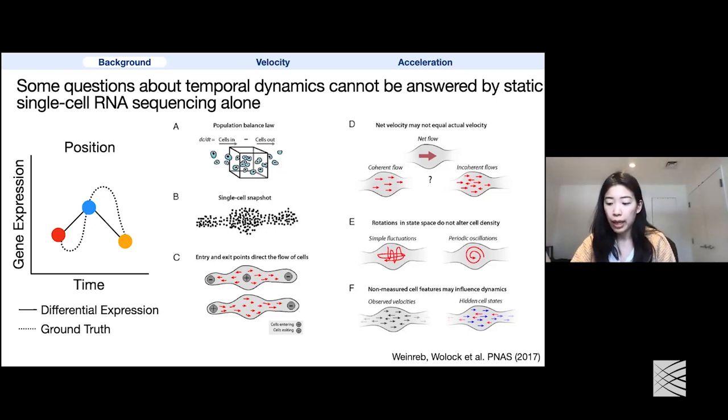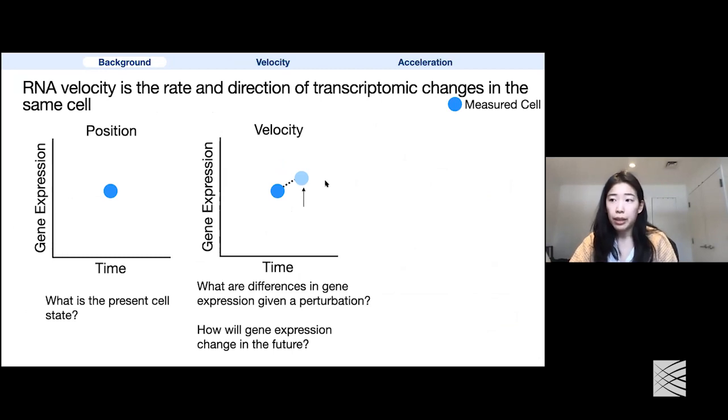So if we want to get an idea of RNA velocity and dynamics, we need to look at different methods that give us an idea of velocity at each position. And so measuring velocity, so you have maybe one cell that you're measuring, but you can predict a future state or infer a previous state, gives us a better idea of the immediate changes in gene expression given a perturbation, and enables us to predict how expression might change in the future and so on.